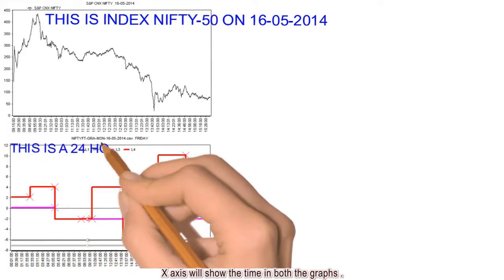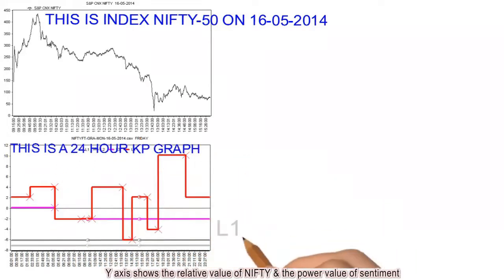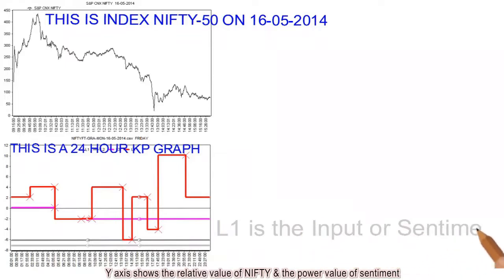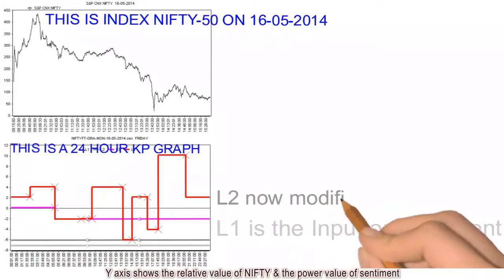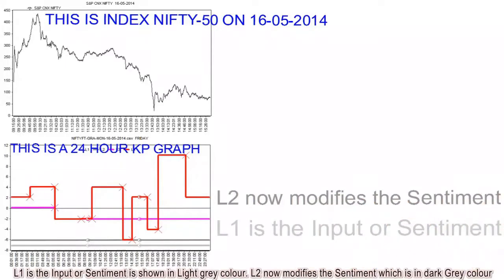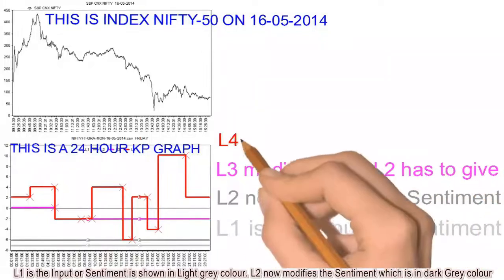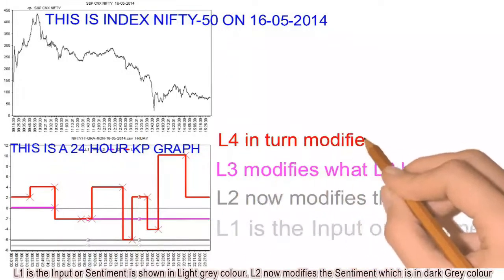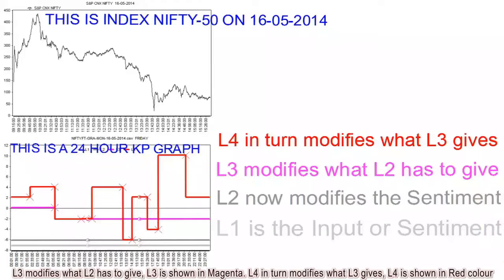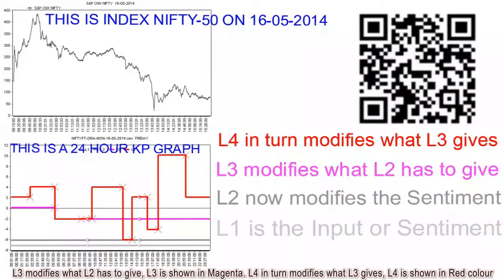Horizontal or X-axis will show the time in both the graphs. Vertical or the Y-axis shows the relative value of Nifty and the power value of sentiment. L1 is the input or sentiment, shown in light gray color. L2 now modifies the sentiment, which is in dark gray color. L3 modifies what L2 has to give, L3 is shown in magenta color. L4 in turn modifies what L3 gives, L4 is shown in red color.